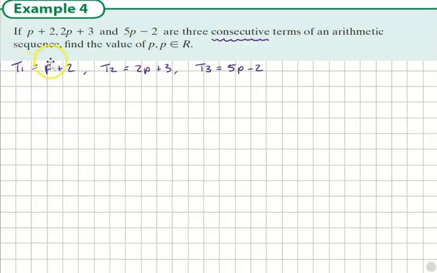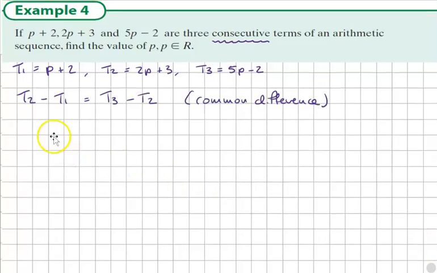So term 1, we're going to call p plus 2. Term 2, we're going to call 2p plus 3. And term 3, we're going to call 5p minus 2. Now, as I said, these could be terms 6, 7, and 8, or terms 11, 12, 13. I'm just choosing 1, 2, and 3, but they're not necessarily the first, second, and third term. The important thing is that they are consecutive. They are one after the next.